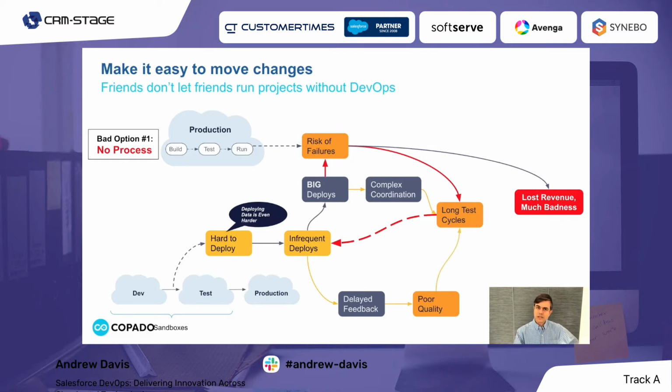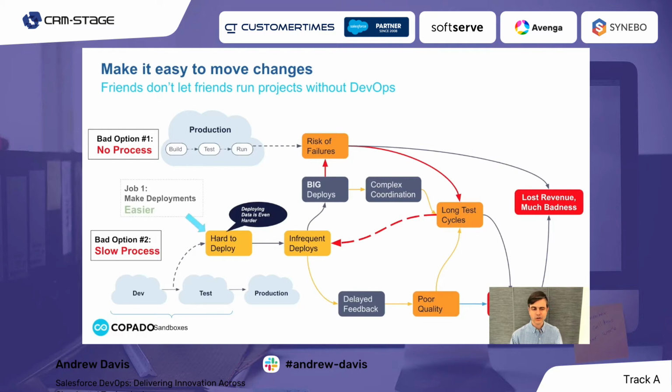And the poor quality, we try to address that with long testing cycles and having these elaborate user acceptance testing and so forth. And that just kicks into project delay, and you end up again with lost revenue and much badness. So this in turn is bad option number 2, a slow process. No process, slow process. What are your options?